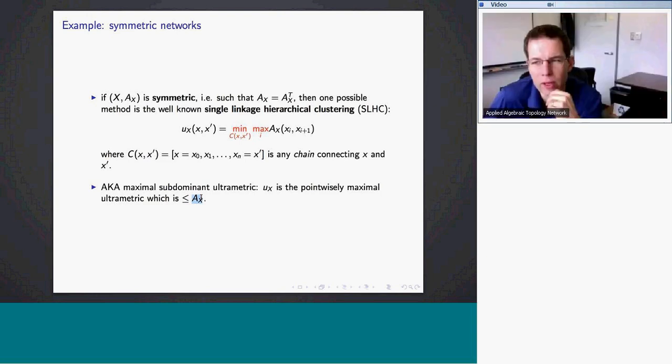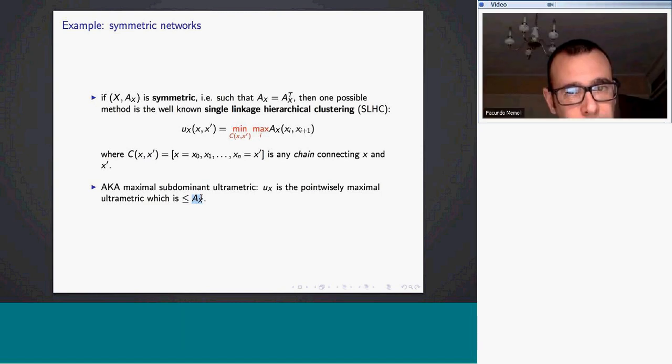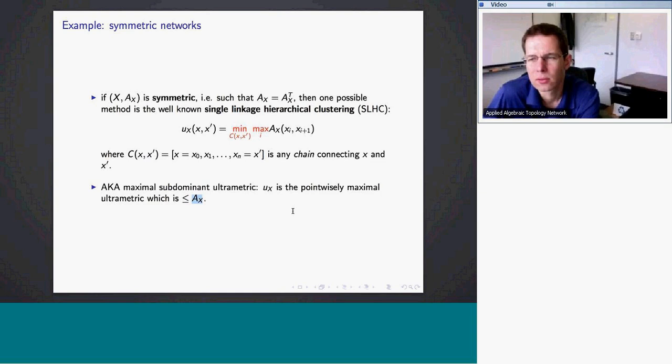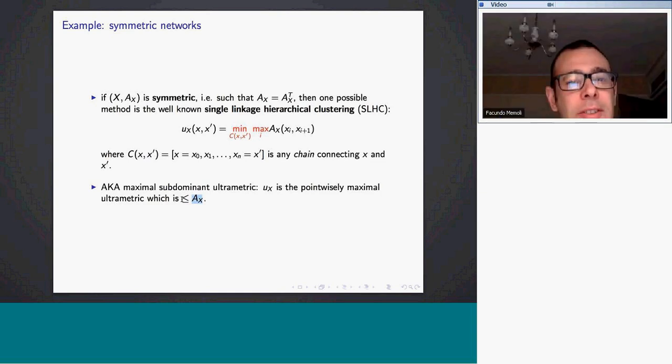Sorry, can you explain that in more detail? What does subdominant mean, and what was the maximal in that? It means that this inequality, U sub X less than or equal to A sub X, is true for all pairs in X cross X. Among all ultrametrics that satisfy this inequality, this one is the maximal one. But it's just one property; people know this ultrametric.